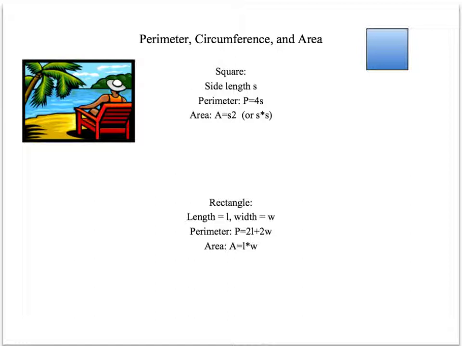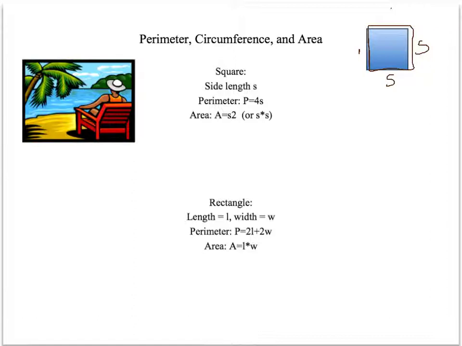The first shape is a square, and here I have a picture of a square, and each side length of this square is S. So if I want to find the perimeter of the square, think of the perimeter as, if I had a square backyard, the amount of fence going around the backyard. To find the perimeter, I just do 4 times S, because it's S plus S plus S plus S.